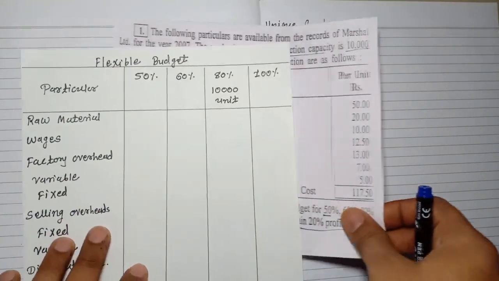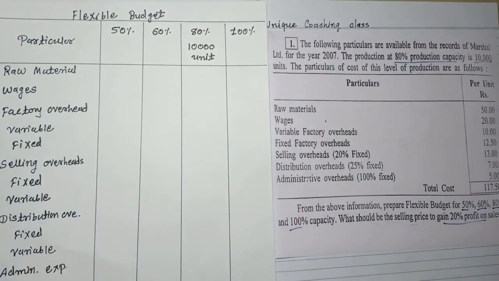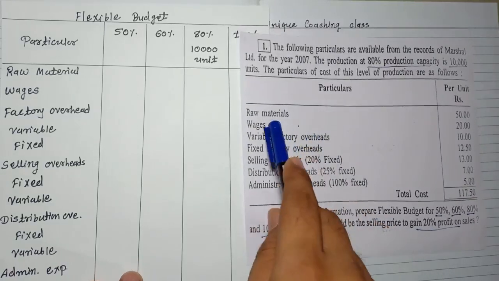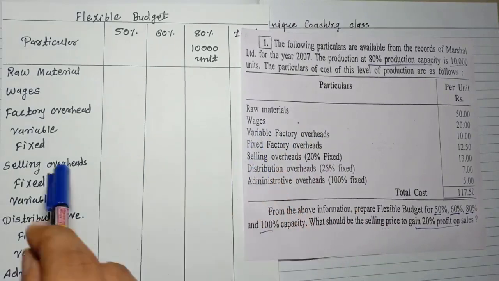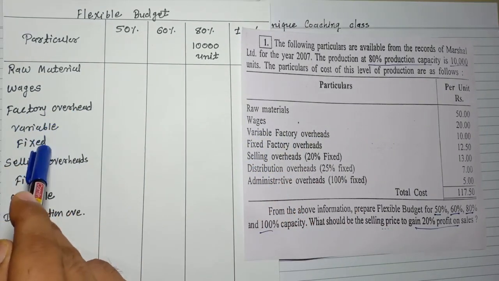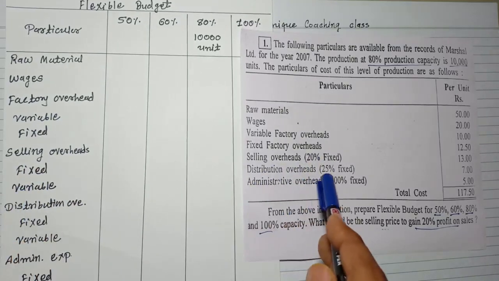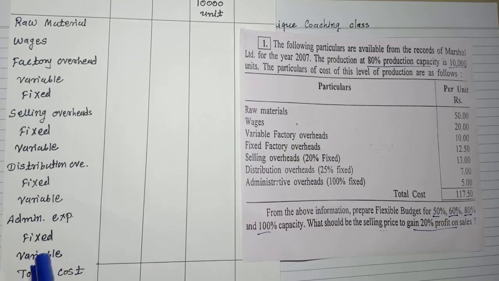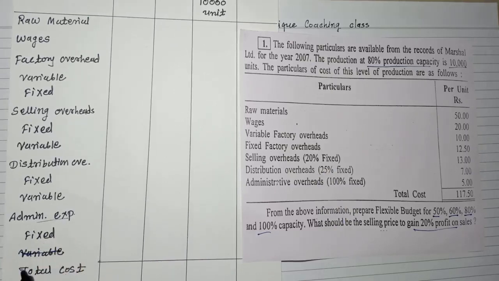Okay, so I told you in a previous video we have to just write down whatever expense is given one by one. First of all, raw material, wages, then factory overheads, fixed and variable. So I give this entry like this: factory overheads variable and fixed. Then in selling, 20% is fixed, so the remaining is variable. Then in distribution also some is fixed, so the remaining is variable. In administration 100% is fixed, so there is no variable expense because it's 100% fixed, and then the total is the total cost.